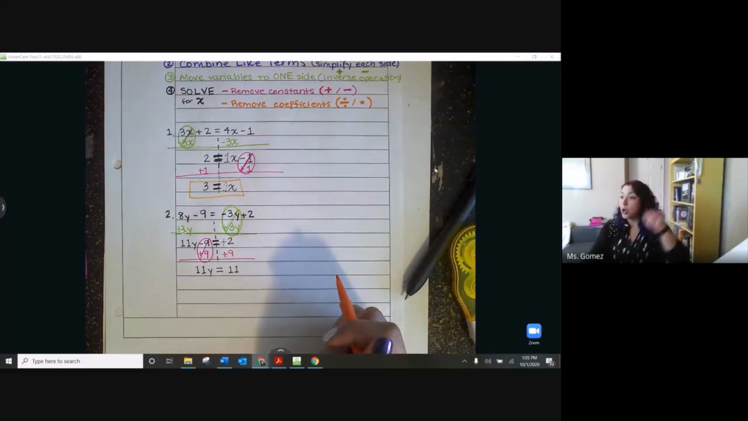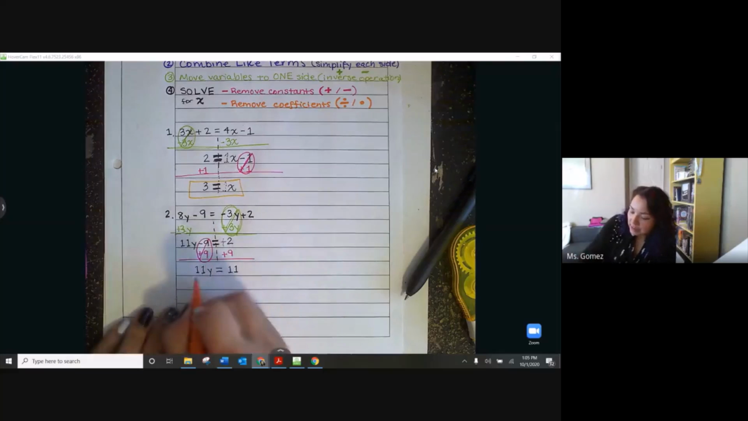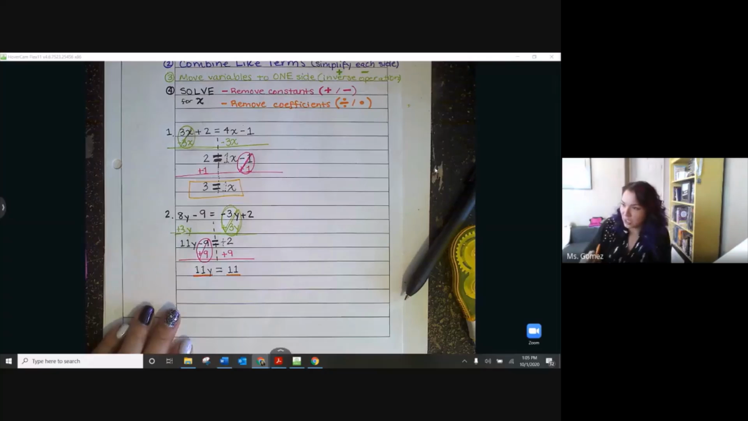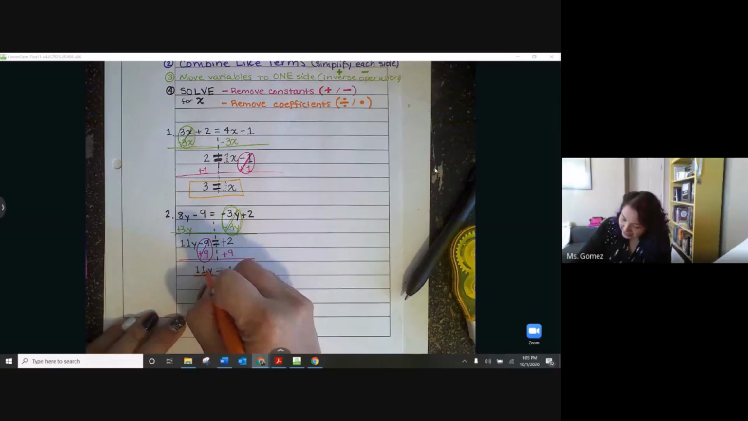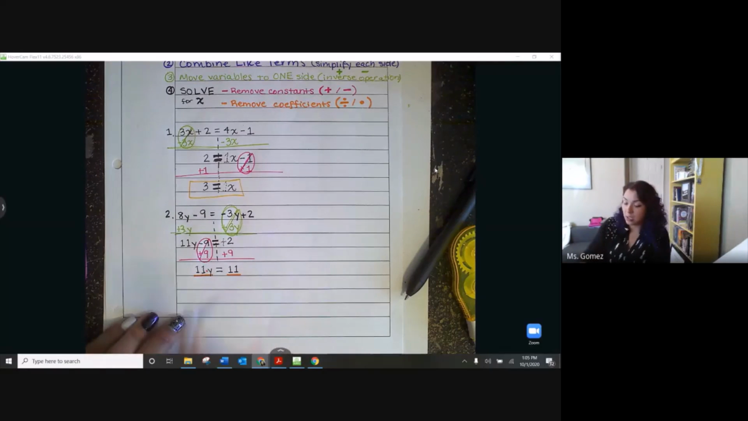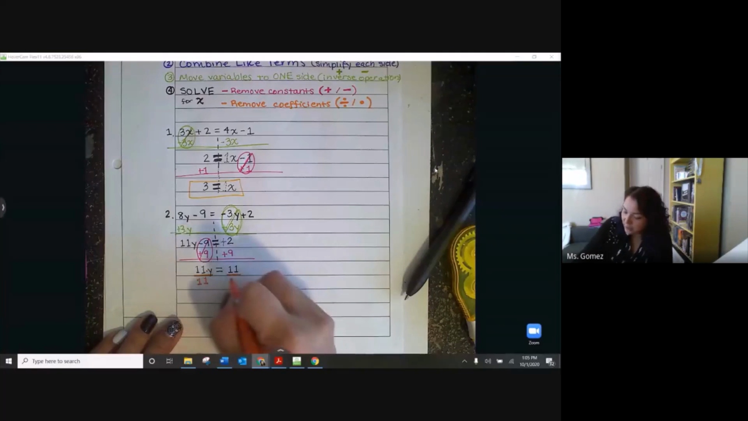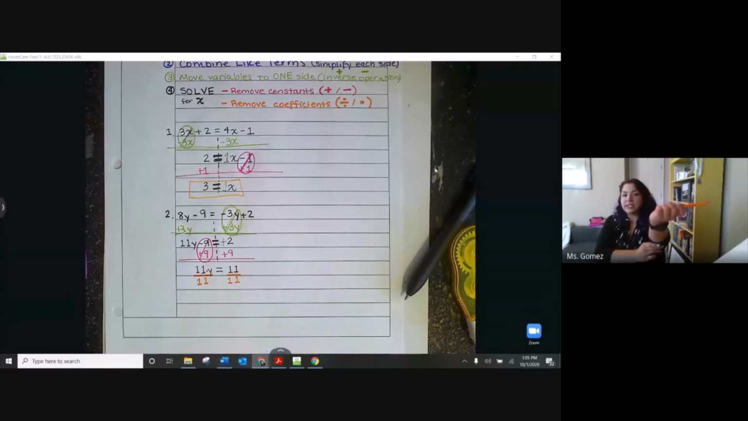Who's not sure? Oh, Andres. Thank you. You know, I had an Andres at my last school. Very bright child as well. Now, we are dividing by 11 because that is the inverse operation to multiplication. Now, I'm not too big of a fan of this because it's a little confusing. So that's why we're going to go through another example.